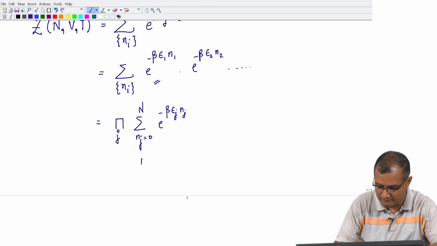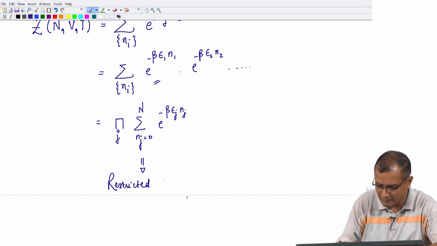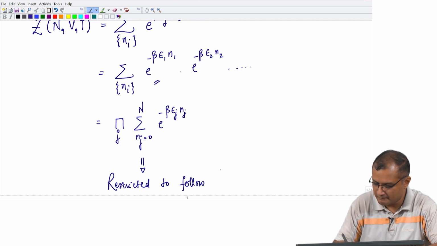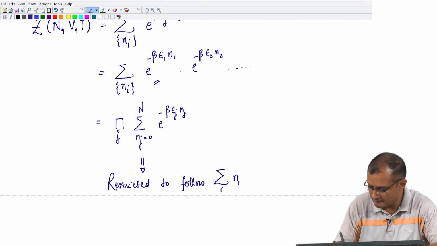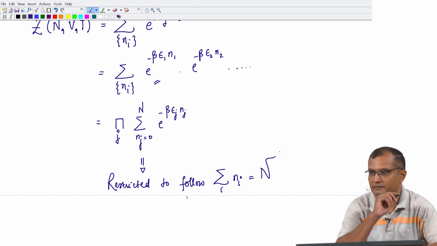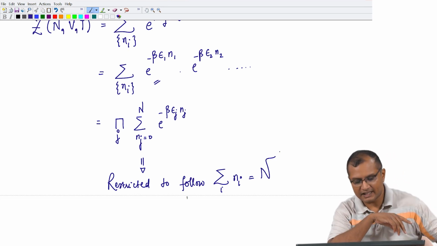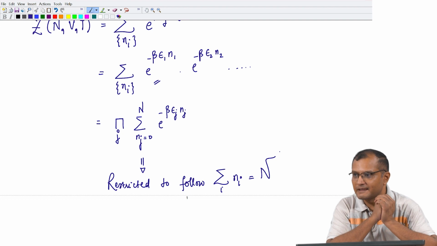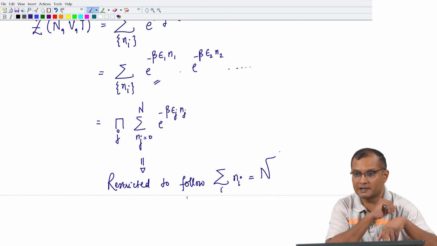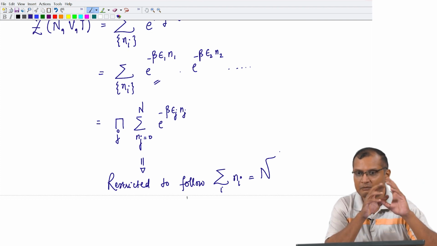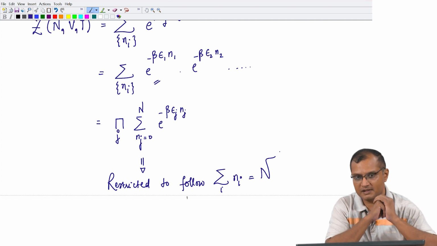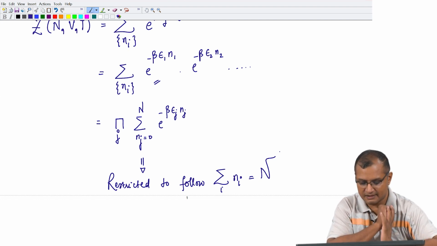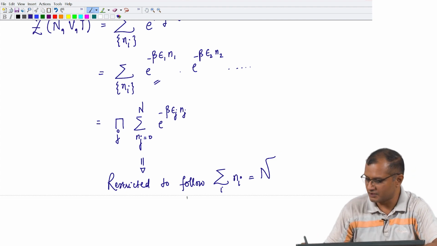The sum is basically restricted to follow a constraint, the total number of particles. So, I cannot take Nj arbitrarily from 0 to n for some j, because there is one other exponent corresponding to that product over j outside, where I can only take the values of n such that the sum of the n's is always constrained to become n. So, this constrained sum is very difficult to perform.